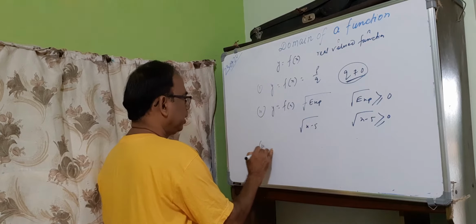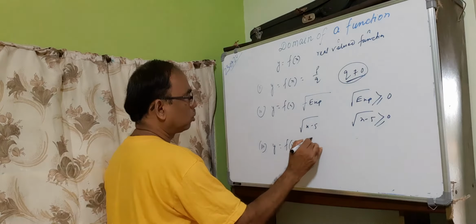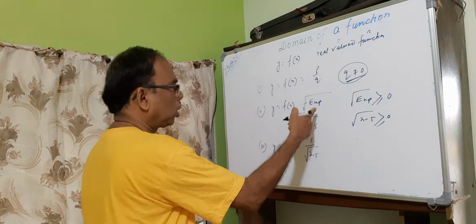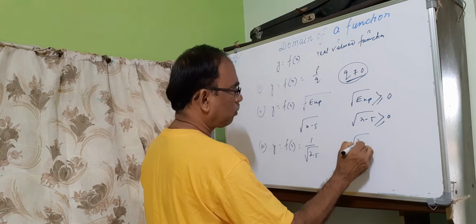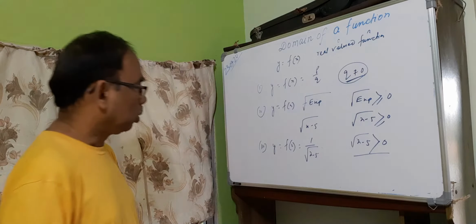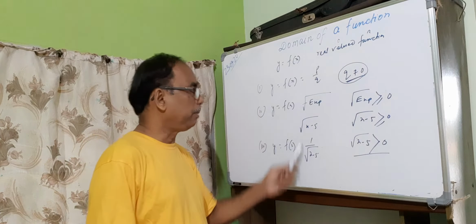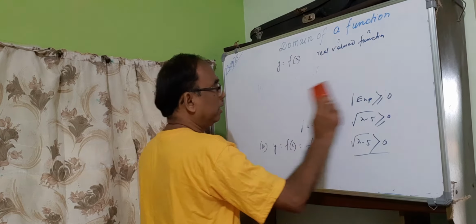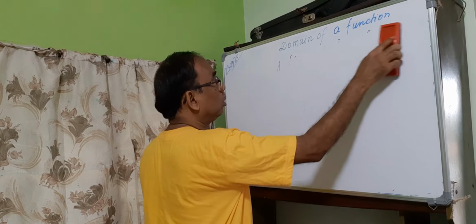And number 3, if you have y equals f(x) equals 1 by root over of x minus 5, that is reciprocal of this expression, then you can find domain: x minus 5 greater than 0. Then you can find the domain. Using these 3 rules or 3 methods, we can find domain of any function. Now let us do a few sums using these rules.